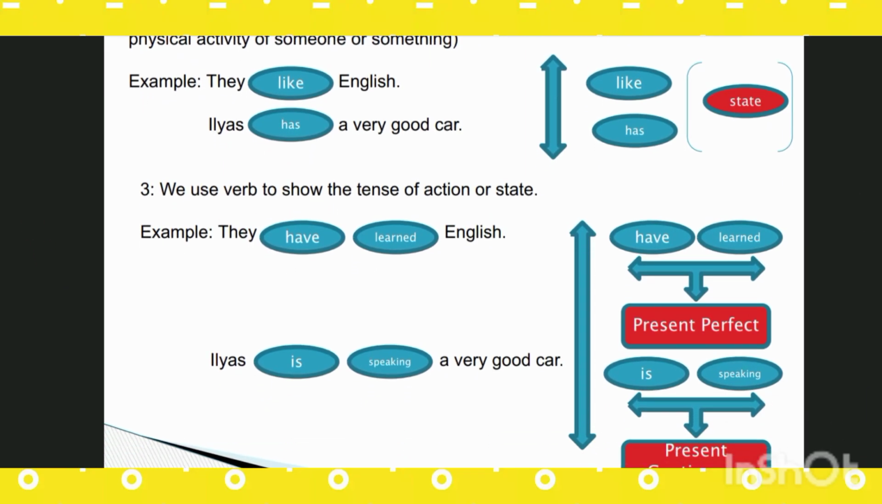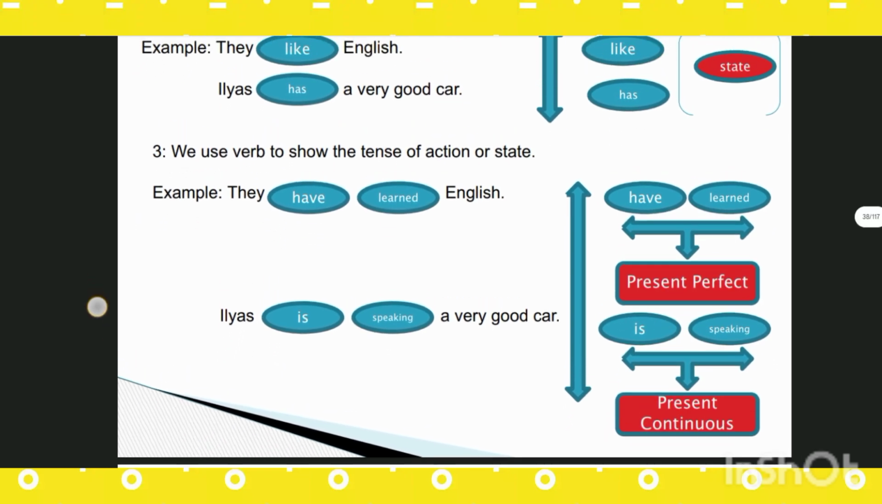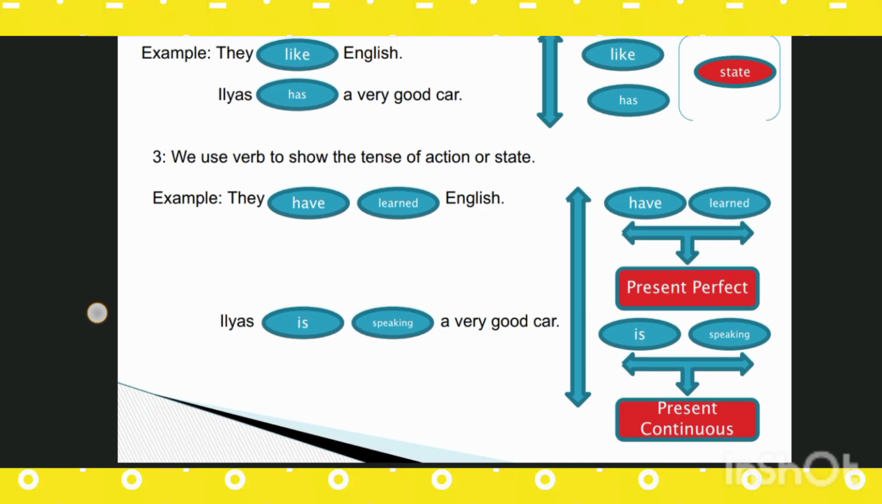In the second, in the third part, we have to see both. What? Both. We have to use both. Also, we use verb to show the tense of action or state. They have to use both, because in this sentence we have two different things, different tenses, different action, different state we can use.